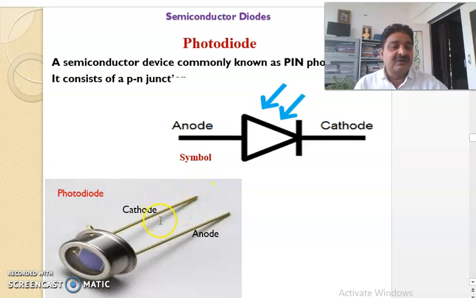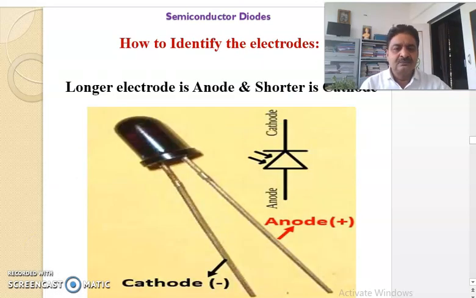Clear? But sometimes what happens? While mounting on the PCB, we cut these electrodes. And then how to identify? In such cases, one has to observe carefully this notch. By considering the position of the notch and the electrodes, we can easily identify which one is cathode and which one is anode. See, this is also the symbol of photodiode. How to identify electrodes? The longer electrode is anode and the shorter one is cathode. And one more term I have told you, that we have to see the notch.